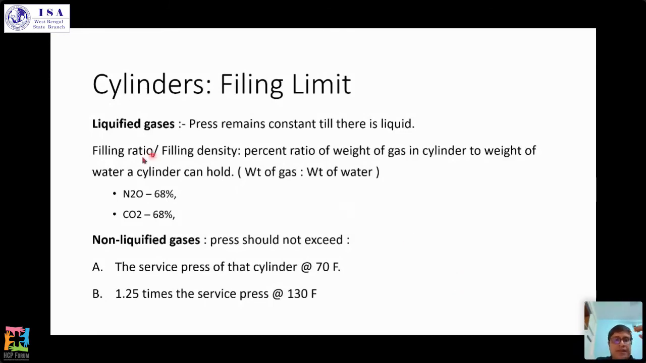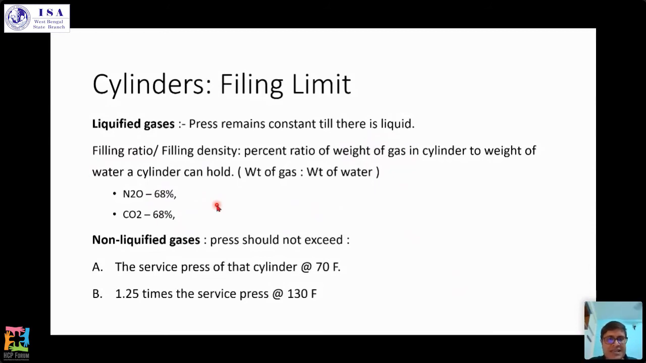So how much of it can we fill? This is called the filling ratio or filling density. It means the ratio of the weight of the gas in the cylinder to the weight of the water that the cylinder can hold. Suppose we have a cylinder which can hold 10 liters of water. That means 10 kg of water. In the case of nitrous oxide and carbon dioxide, the filling ratio is 68%. So we can have 68% of that weight in gas, which means 6.8 kg of nitrous oxide or carbon dioxide put into that cylinder.